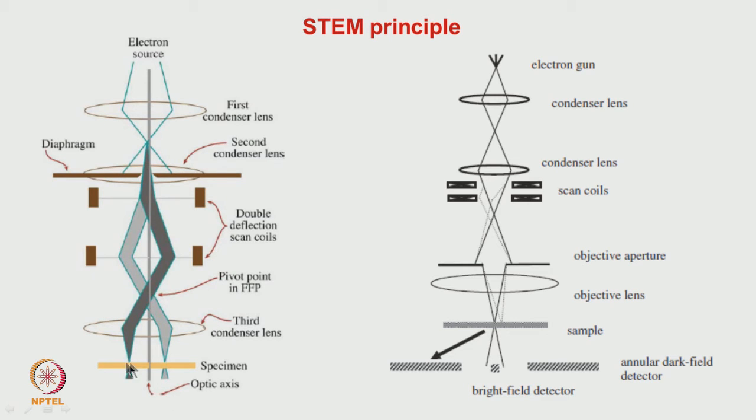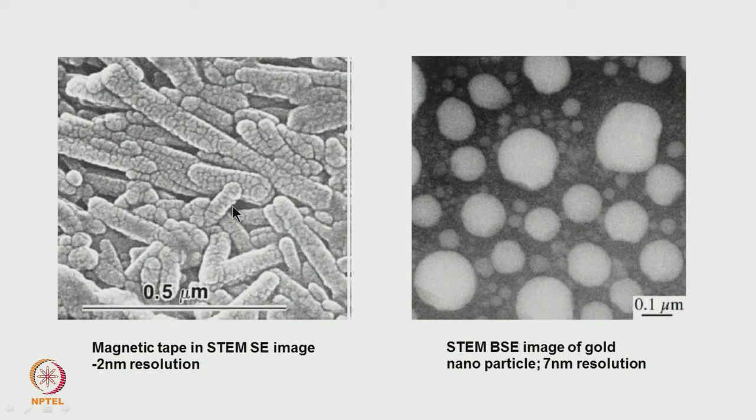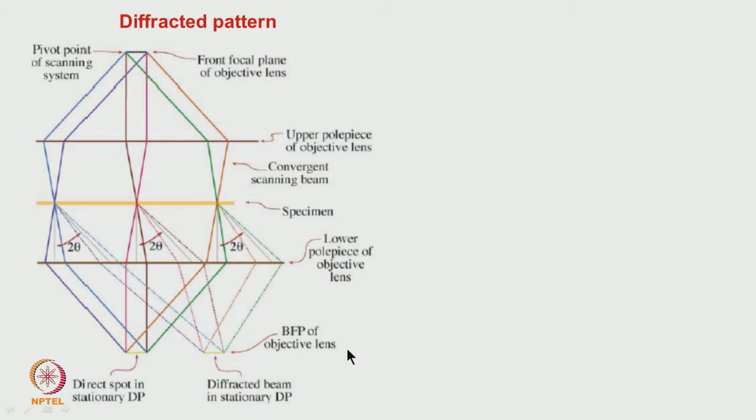In the scanning transmission microscope, the reflected electrons and secondary electrons are also going to come. We can have a detector for both backscattered electrons as well as secondary electrons, and then we can form images of the sample like in a conventional SEM. This is one such image of a magnetic tape which has been taken in a scanning transmission mode in the secondary electron image. You can see that there is a 2 nanometer resolution. Here it is taken of a gold nanoparticle with a 7 nanometer resolution, but one can see that the contrast here is definitely poor compared to what you would expect in the transmission mode.